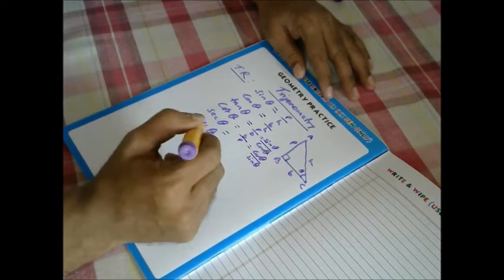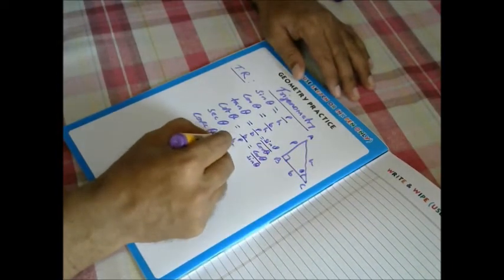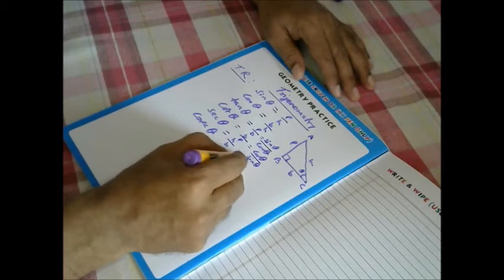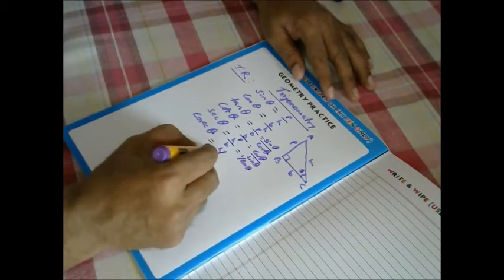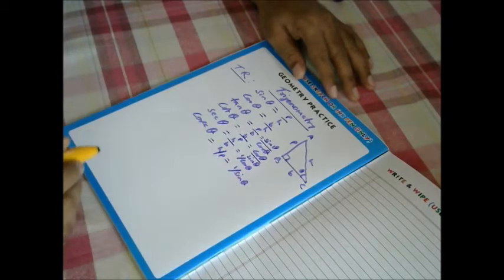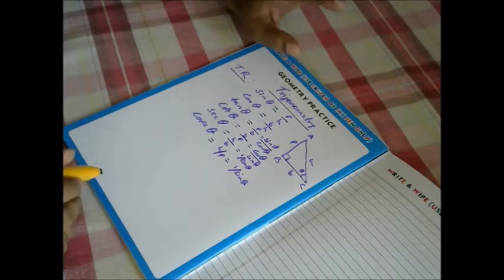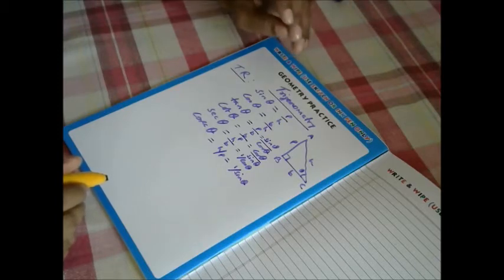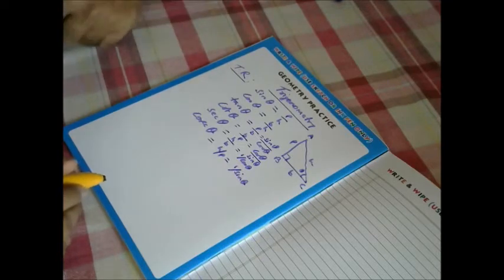Then secant theta we will write as H by B, and you can write it as 1 by cos theta. Cosecant theta you can write as H by P, which is equal to 1 by sine theta. So if you remember these things, you can say that you have already completed 25% of trigonometry. Only the applications of these trigonometric ratios remain.